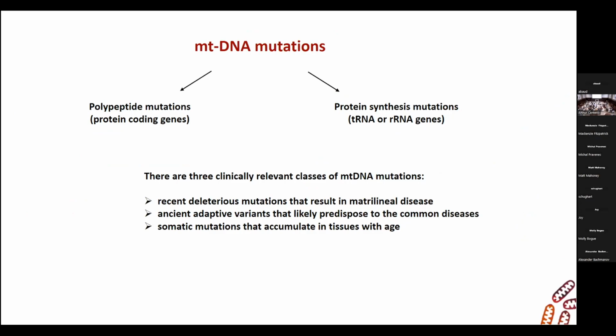This slide shows the first report of an inherited mitochondrial disease mutation 25 years ago. Over time, hundreds of clinically relevant mitochondrial mutations have been identified. There are three clinically relevant classes of mitochondrial DNA mutation: recent deleterious mutations that result in matrilineal disease, ancient adaptive variants that likely predispose to common diseases, and somatic mutations that accumulate in tissues with age.